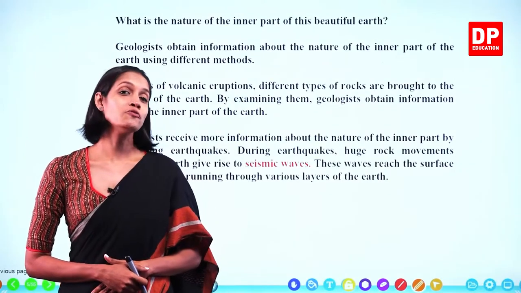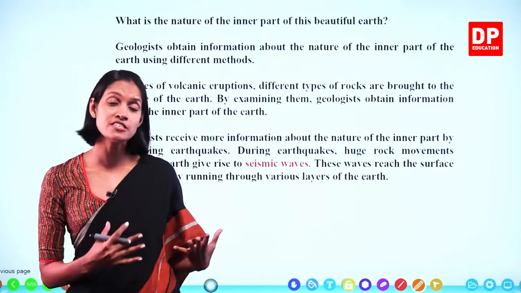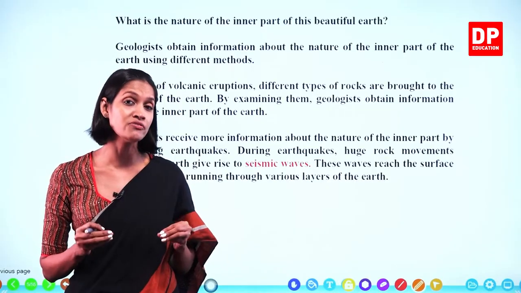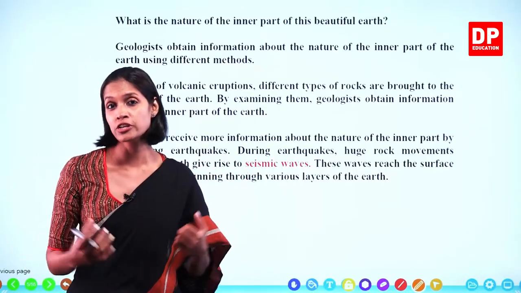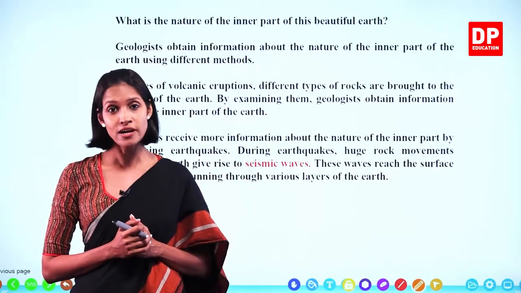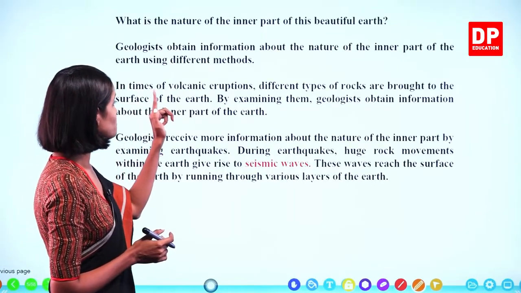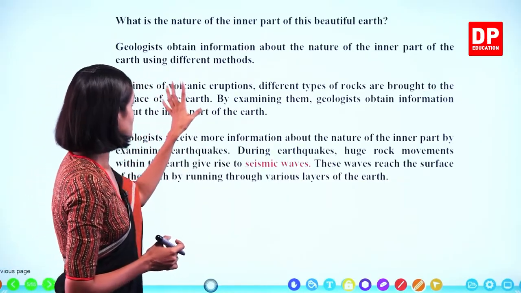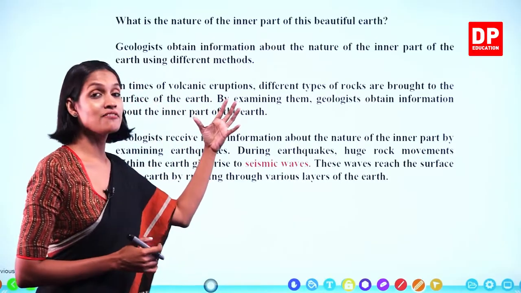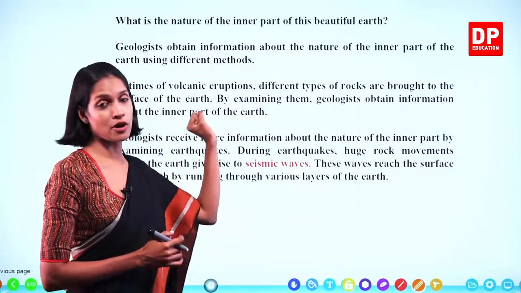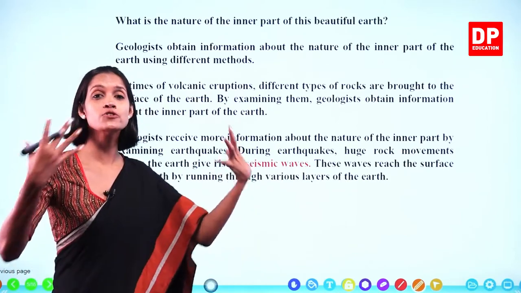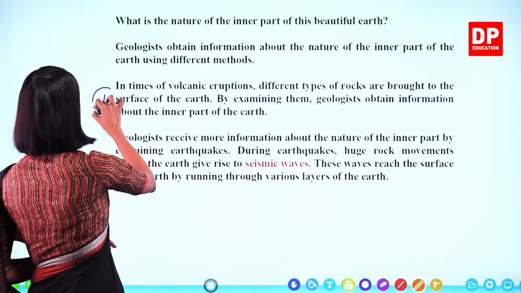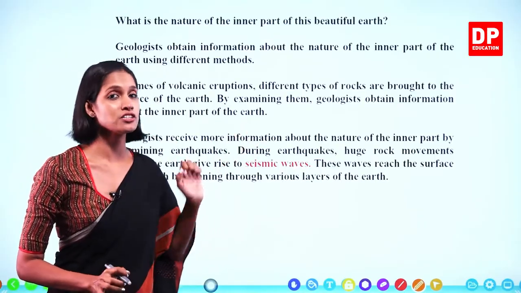Right, children. So you all watched the video. I hope the ones who haven't seen a volcanic eruption before got an idea about volcanic eruption. You all observed how lava comes out of the volcano during the volcanic eruption, right? So the first method of obtaining information about the inner parts of the earth is during volcanic eruptions. When the lava comes out, the geologist can study it. Not only lava, some rock pieces also come out during the volcanic eruption. So this is the first method of obtaining information about the inner parts of the earth.